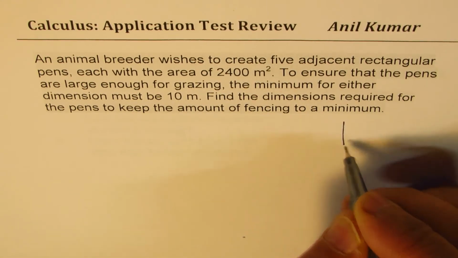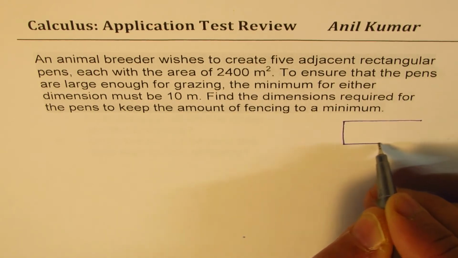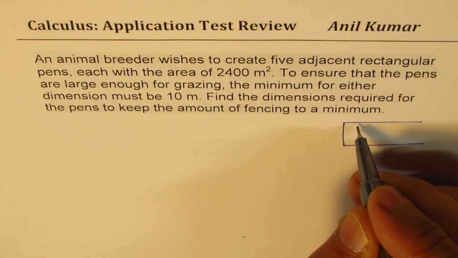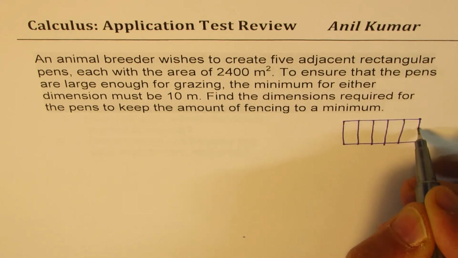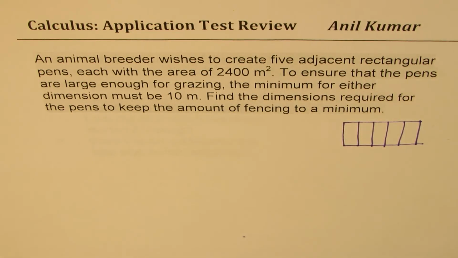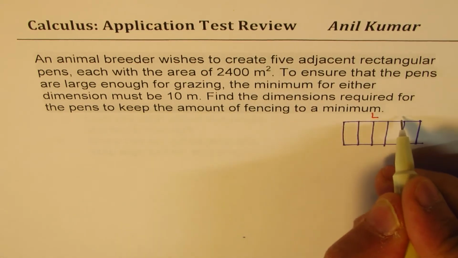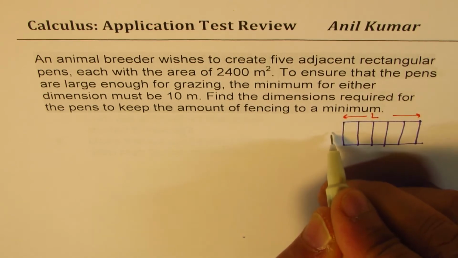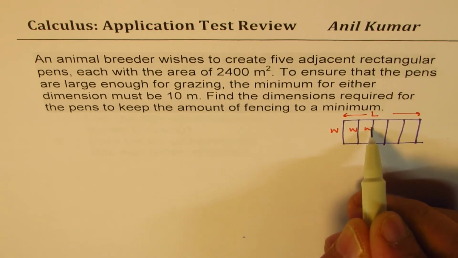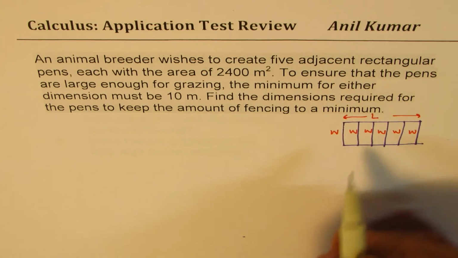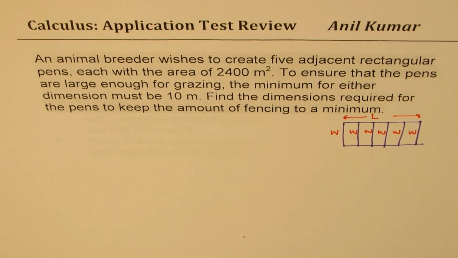So let's start by sketching the diagram for the pens. So we need 5. So this is the first, second, third, fourth, and fifth. So these are the 5 pens for us. Let's say the length is L, okay, and the width is W. So we have how many widths? 1, 2, 3, 4, 5, 6. Do you see that? So 6 W. So it is important to make this diagram so that you understand it is not 5 but 6, right? So 6 W.